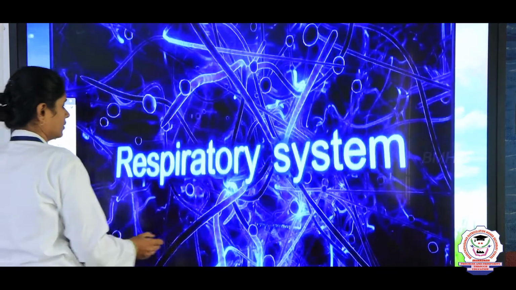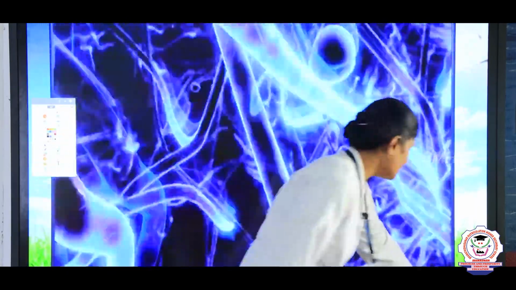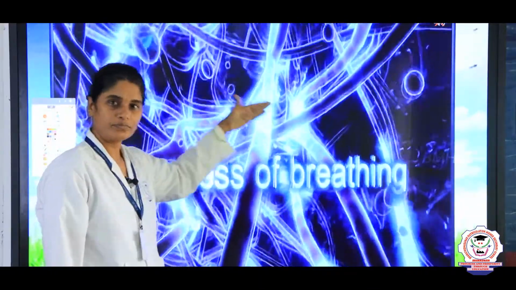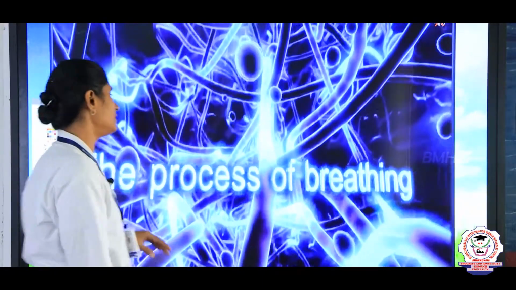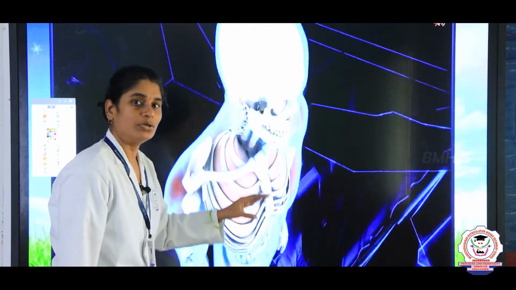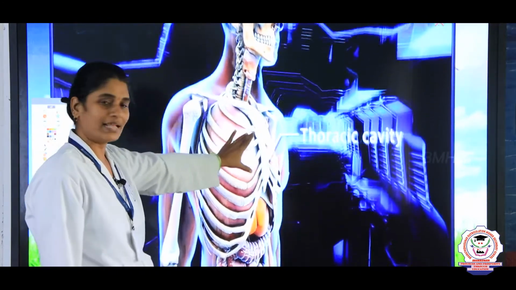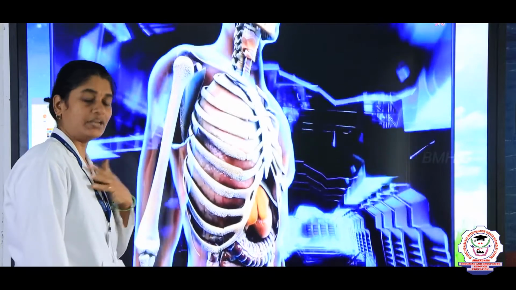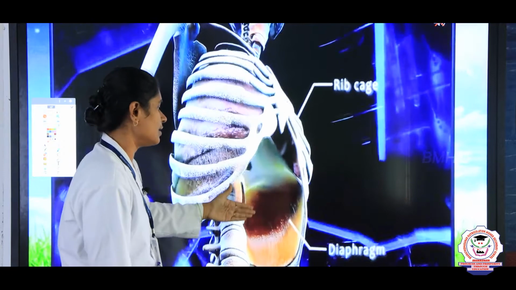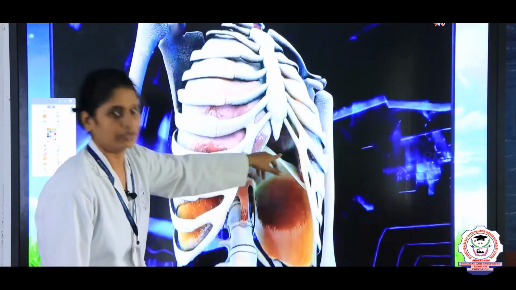In the respiratory system, the air, that is the oxygen, enters the body through the nostrils. Then the air enters into the alveoli, where the exchange of gases takes place. The lungs are present in the thorax cavity, that is in our chest region, which is protected by the rib cage. Below the lungs there is a muscle known as the diaphragm. This diaphragm helps in respiration.